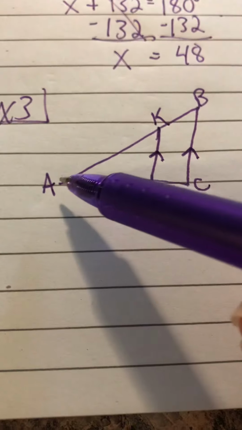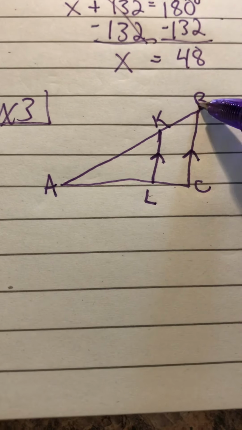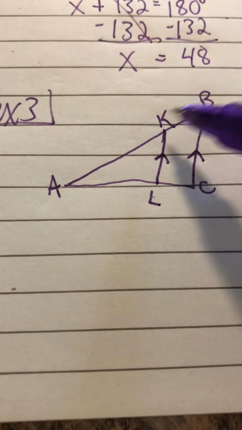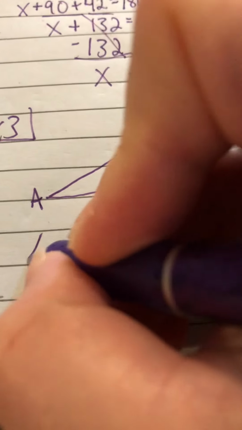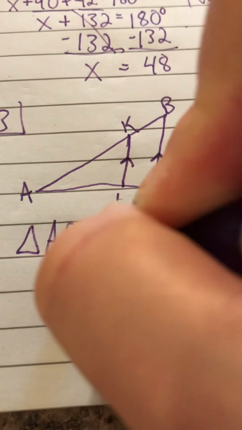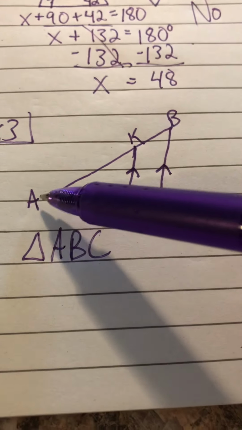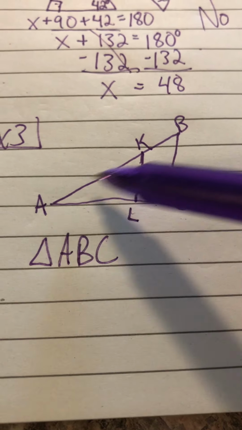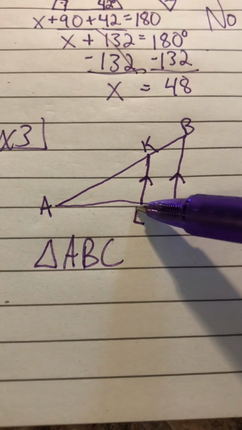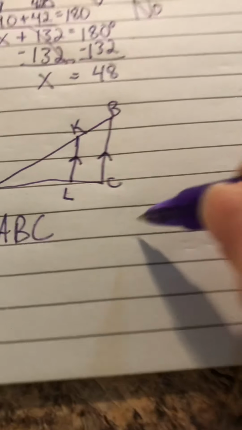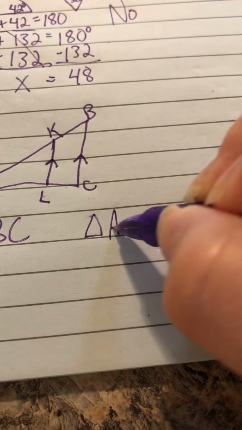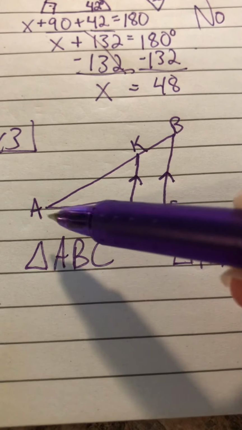Now, what I have actually drawn here is 2 triangles. I first drew triangle A, B, C. That's the big triangle. So the first triangle was triangle A, B, C. And I drew a second triangle after that. I drew triangle A, K, L. So I'm going to write that. Triangle A, K, L. That's a smaller triangle there.